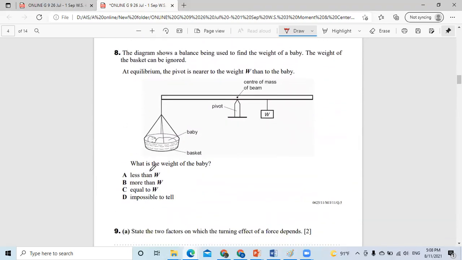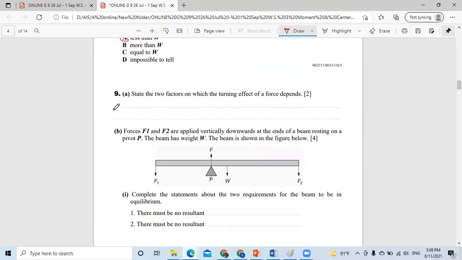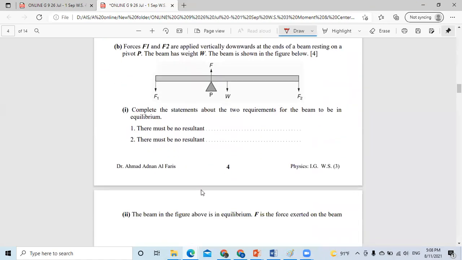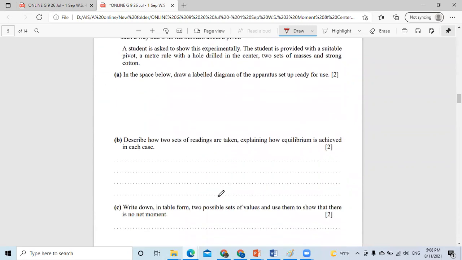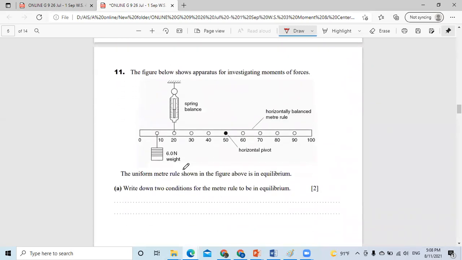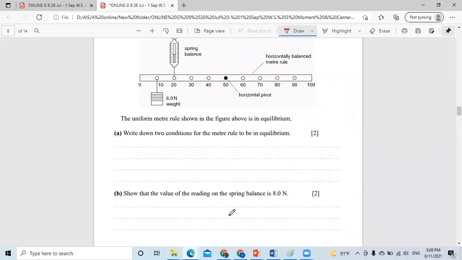We did this one before. The weight of the baby is less than W because it has a farther distance than the load W. Okay, we did question number 9 last time, and we did question number 10 last time also. Number 11, we did it also last time.